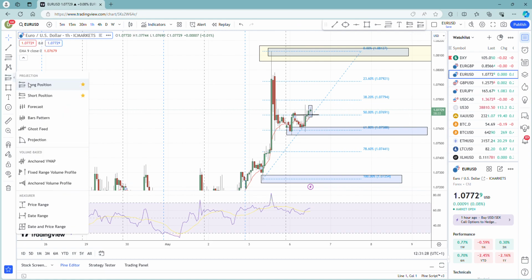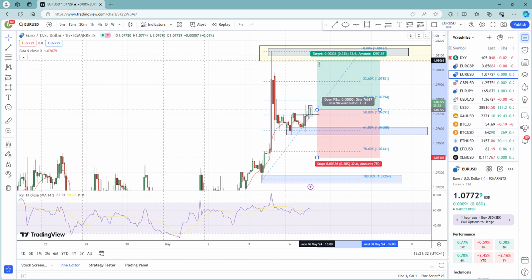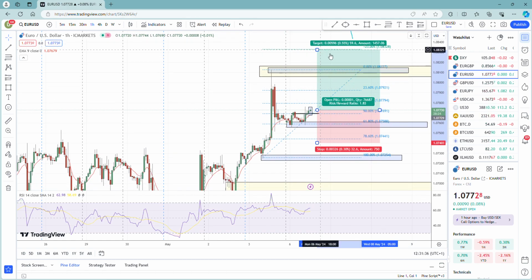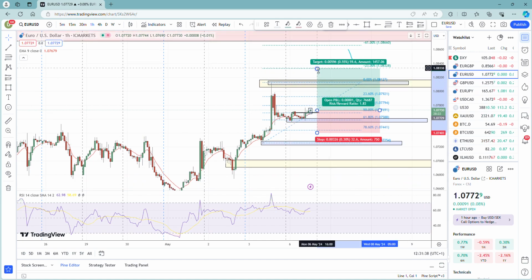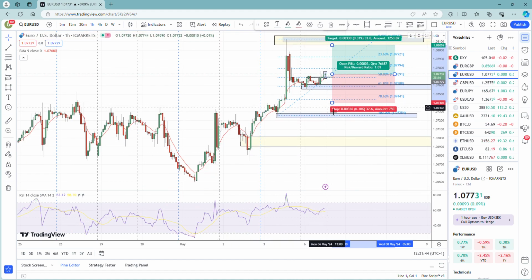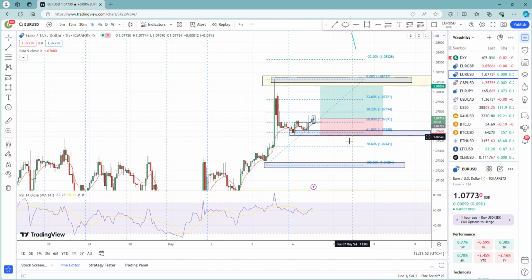If you get your long position tool out, I'd put it here for now, TP1. Obviously if it breaks, TP2 would be here, TP3 would be here, but I'd put it here for now, and then I can increase it if it looks to break further. I'd put my stop loss just underneath here. So that's a 16 pip stop loss with a 33 pip win ratio.